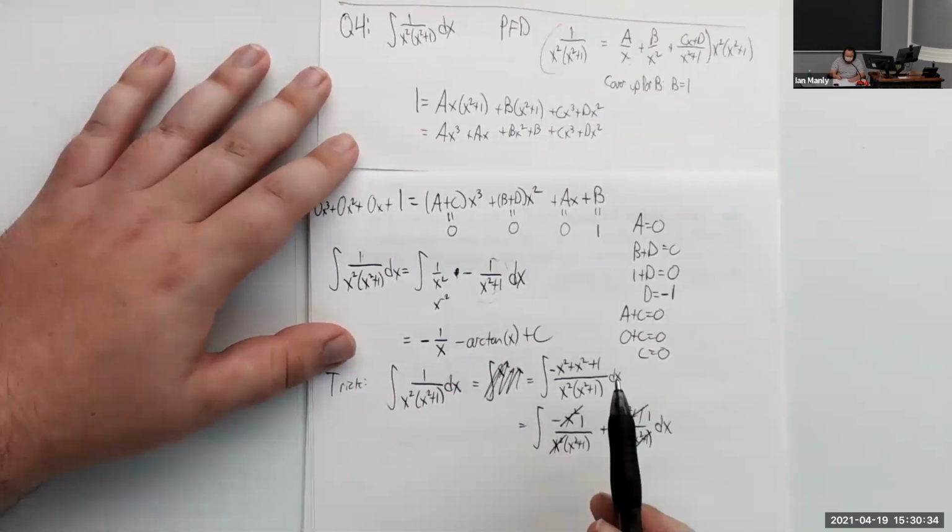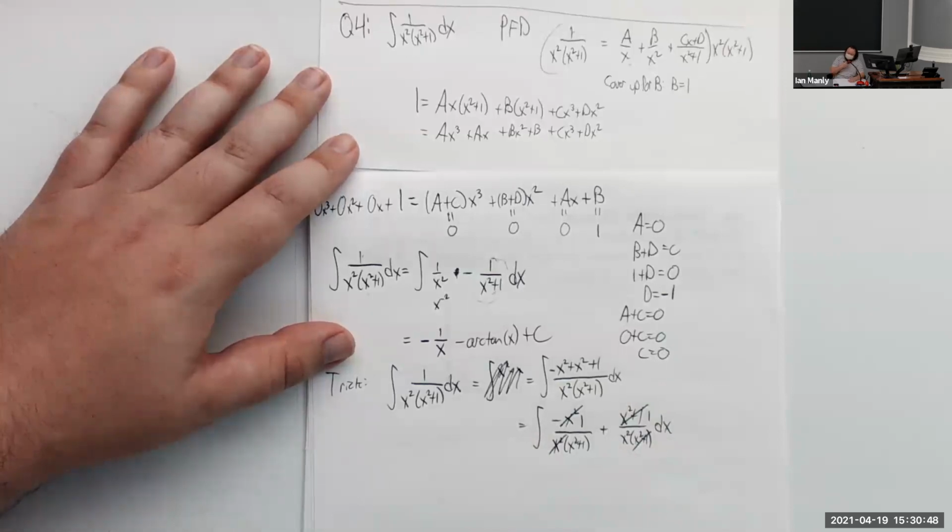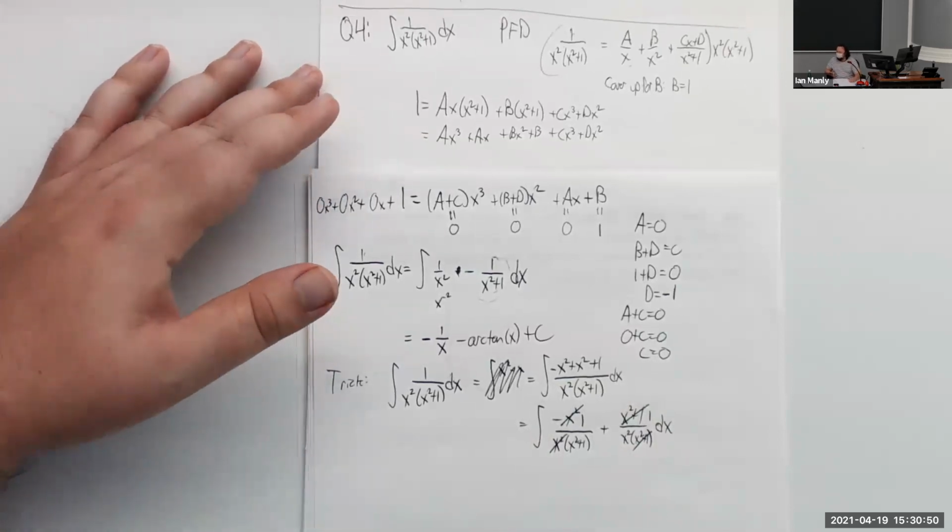Can we do IBP on this one? Ooh, that's an interesting prospect. I don't think it would work well on this one. I think dv would have to be 1 over x squared plus 1. I'll give you v is arctan. Yeah, I don't think IBP would have worked out on this one, unfortunately.